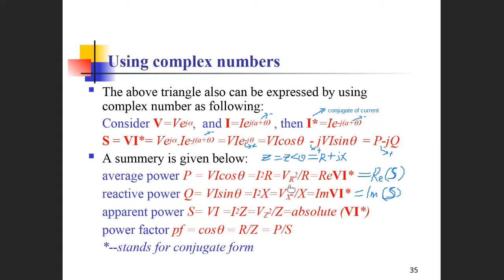Average power: the relationship between the voltage, current and power, the current and resistance and power, the voltage drop across the resistance and the resistance, and the total power and voltage current. So reactive power is VI sine theta, which is I square times the reactance, or the voltage across the reactance squared over the reactance, or the imaginary part of the total power. And the magnitude of the total power can be simplified as the product of the voltage and current magnitudes only, or I square times the impedance, or the total voltage across the impedance squared over the impedance.